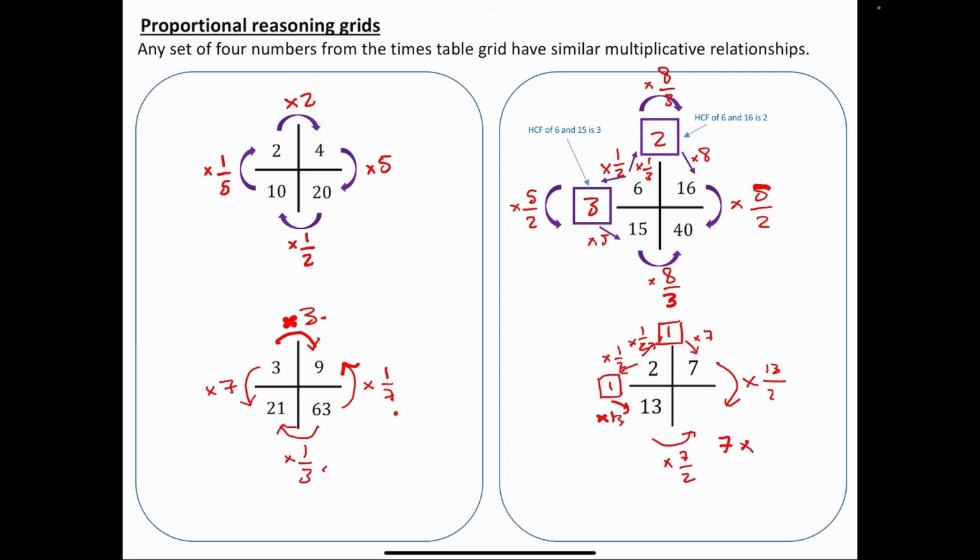But I could go 7 times 13 over 2. Or I could go 13 along the bottom times 7 over 2. And both ways, 7 times 13 is going to give you 91. And 13 times 7 is also going to give you 91. So it doesn't matter which way around you go, you'll still get 91 over 2. And that will be the answer in the little corner on the side.